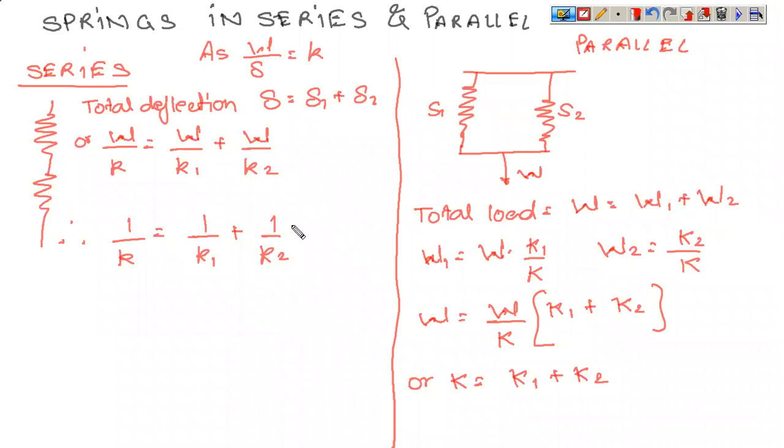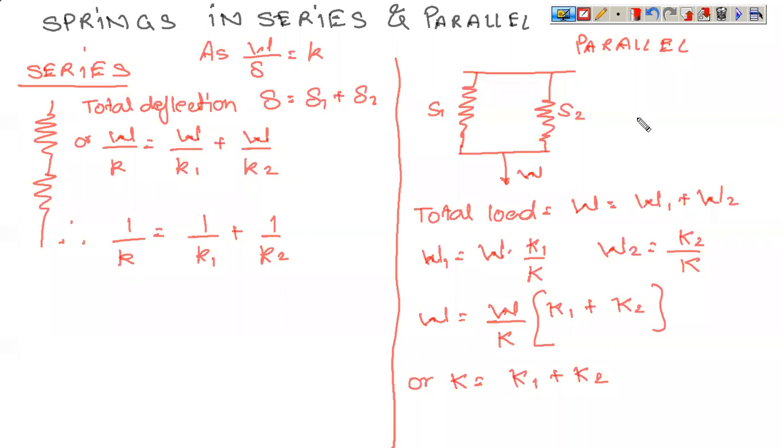It is, you can say, the opposite of an electrical system analogy. So in an electrical system, if you have resistances in series, the total resistance is given by R1 plus R2. In the case of springs, if you have springs in series, then 1 by K is equal to the stiffness. It is same as for a parallel circuit.